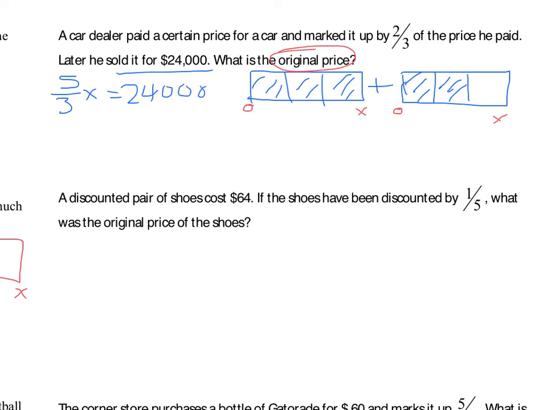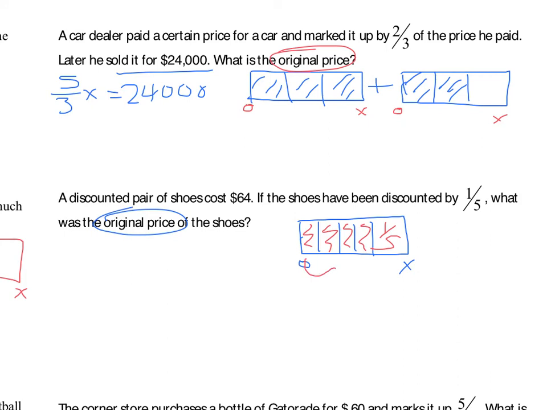A discounted pair of shoes costs $64. If the shoes have been discounted 1/5, what was the original price of the shoes? So again, drawing my diagram. It's an unknown original price. It's been broken up into 5 parts. This 1/5 is what is being taken off, leaving me with 4/5 of the original price.